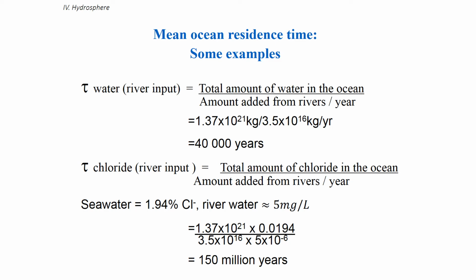Once again, we times our river flux by the concentration to get the total amount of chlorine added each year in rivers, and we work through that maths and we get an answer that's 150 million years. That implies that the amount of chlorine in the ocean doesn't really change much. It has a very, very long residence time. If we were to massively increase the river flux of chlorine or massively reduce it, it would take an extremely long time for it to have any effect on the concentration of chlorine in the ocean.